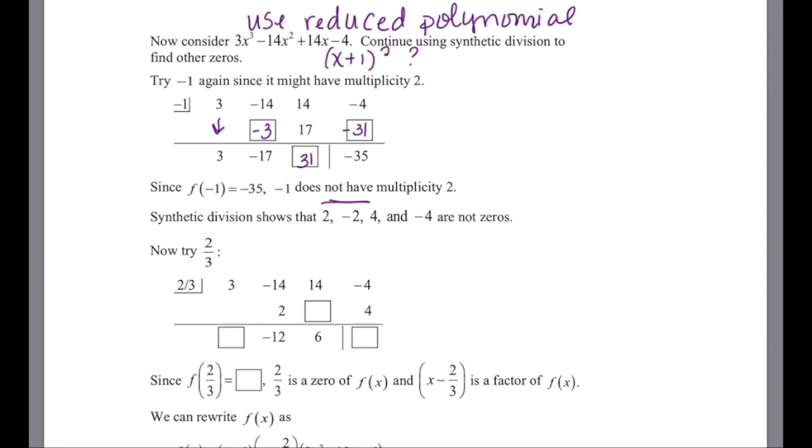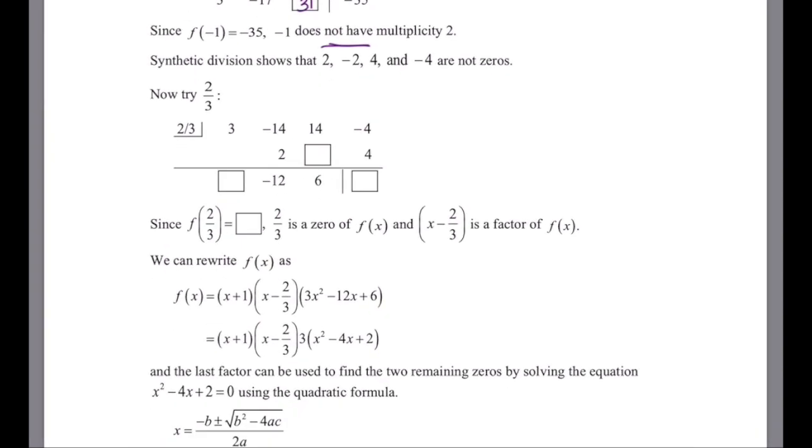So -1 is not a double solution or a triple solution, etc. If we were to continue on this path, synthetic division would show that 2, -2, 4, and -4 are not zeros. Okay, but let's start with 2/3, a fraction. Again, I'm using my reduced polynomial since it's a smaller polynomial. Let's bring down our 3. If it helps you to do some side work, 2/3 times 3 gives me just 2.